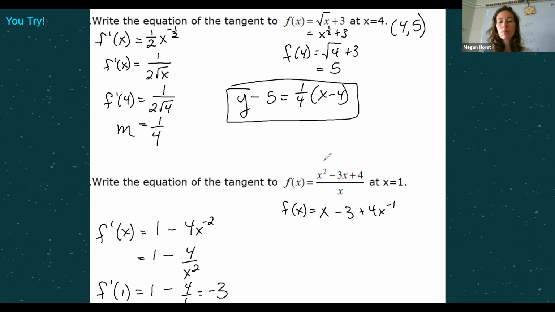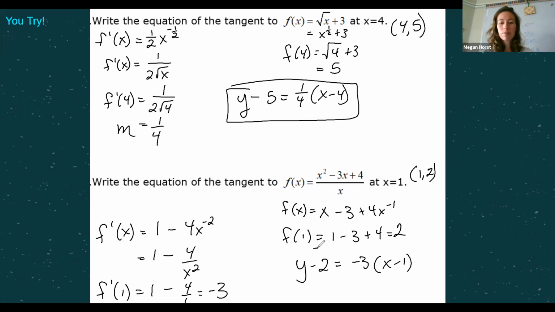I also need to substitute 1 into this function. F of 1 is going to give me 1 subtract 3 plus 4. So that gives me a 2. So I know this is occurring at the point 1, 2. So I have y subtract 2 equals a negative 3 times x subtract 1.